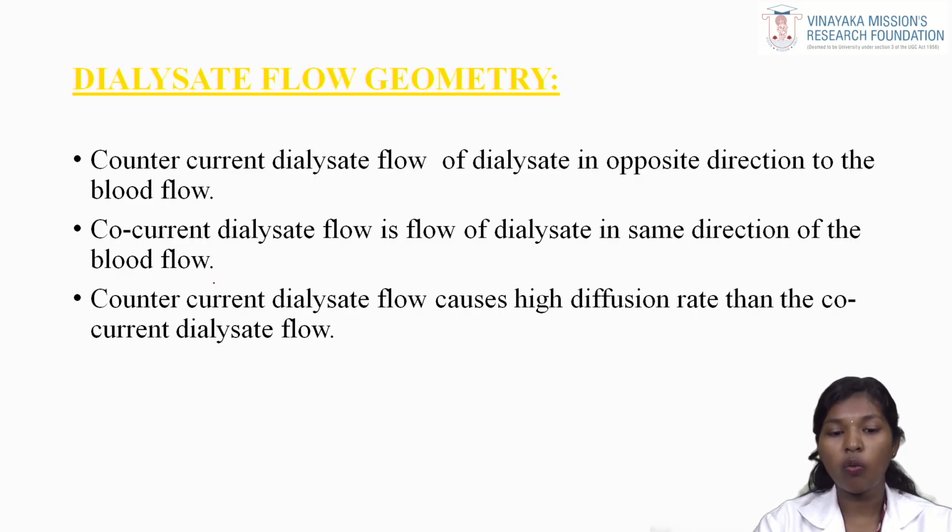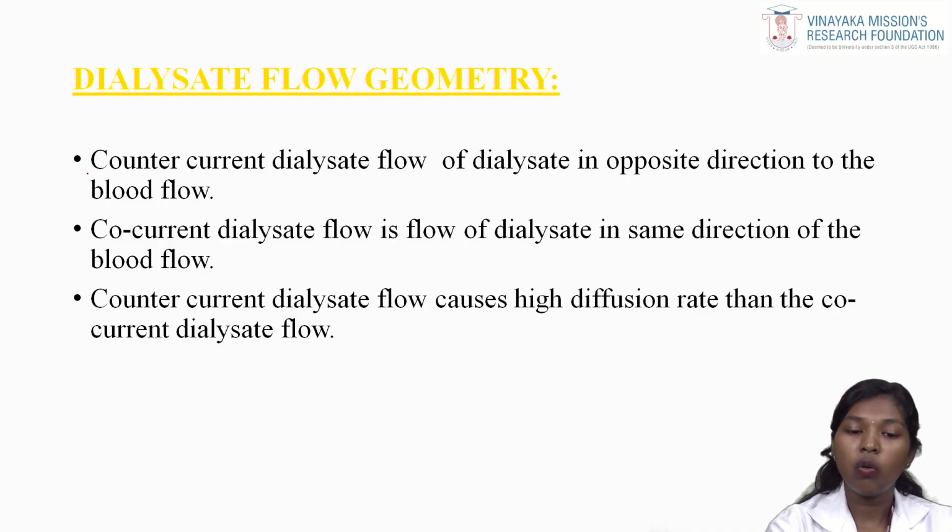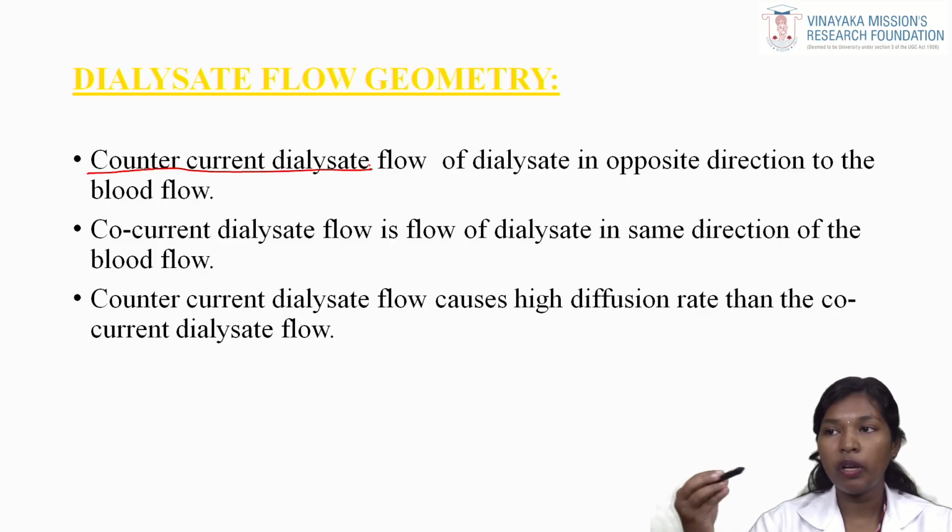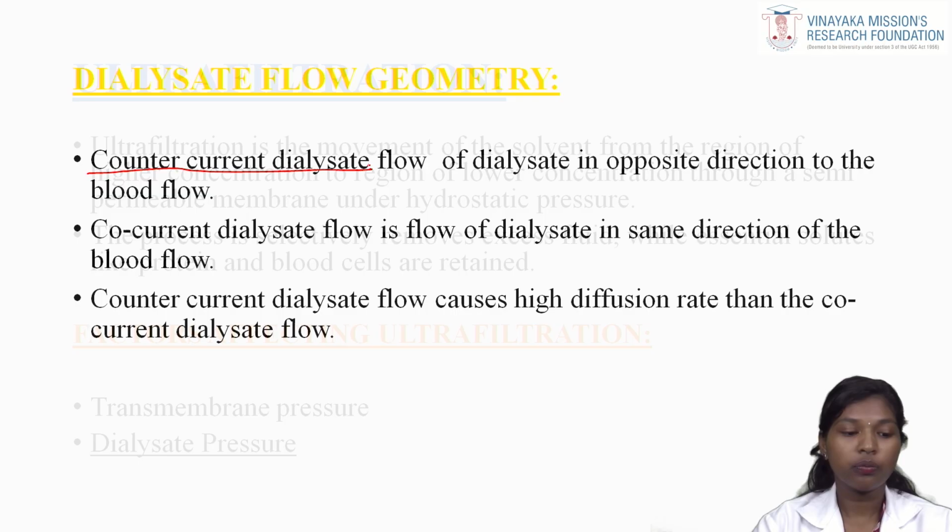What is counter current? What is co-current? Counter current means that in the blood and dialysate compartments the direction of flow is opposite. Blood is in the opposite direction to dialysate. In co-current dialysate flow the direction is the same, so the clearance changes and the diffusion also changes. Counter current dialysate flow is better than co-current dialysate flow. In hemodialysis we use counter current dialysate flow.